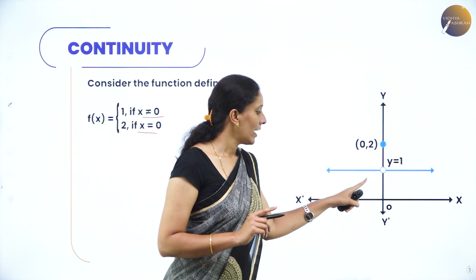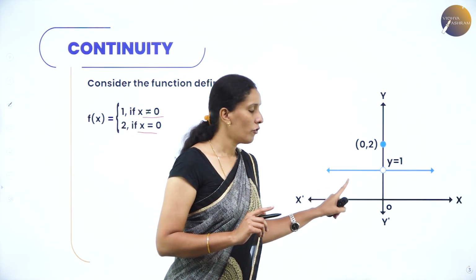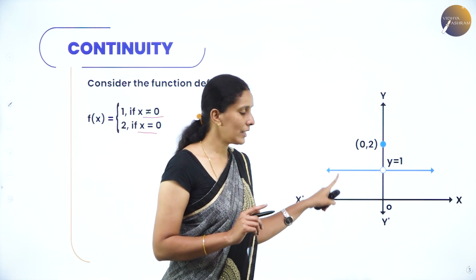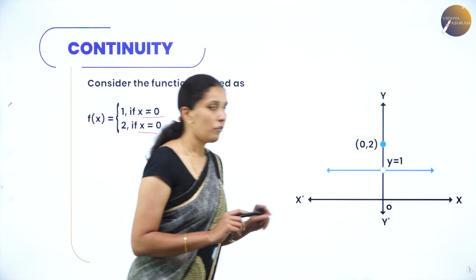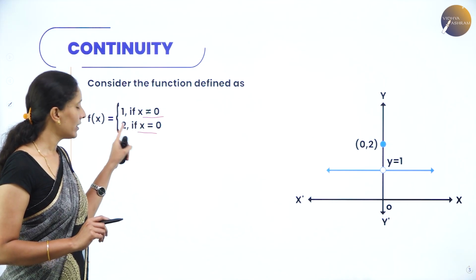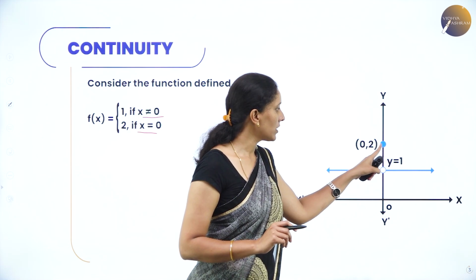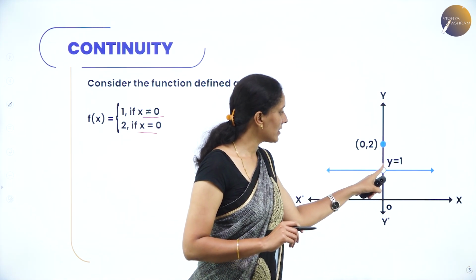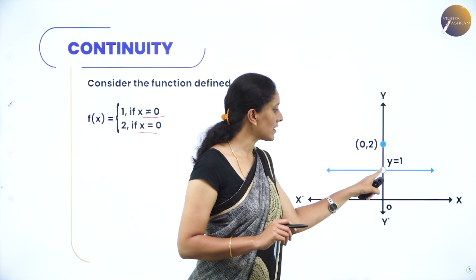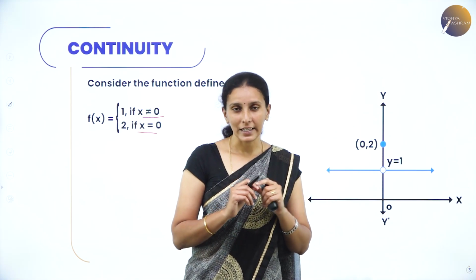For example, for x is equal to 1, it is 1. For x is equal to 2, it is 1. For minus 2, it is 1. For minus 3, it is 1. So therefore, it's a straight line. But here, for x is equal to 0, the value is 2. So therefore, for 0, the value is equal to 2. So this is the point (0, 2). So here we have a discontinuity at the point x is equal to 0. So this is not a continuous function.